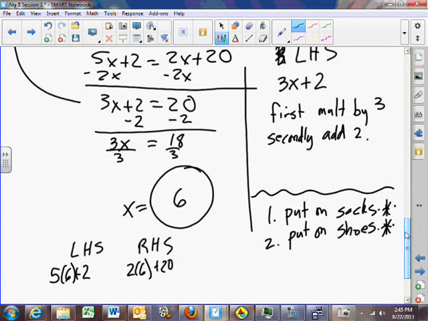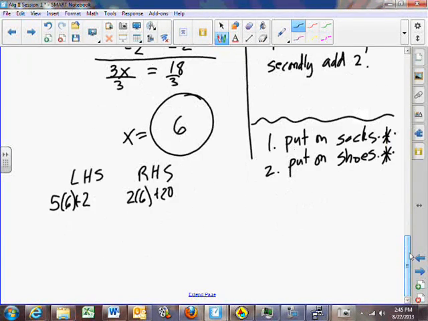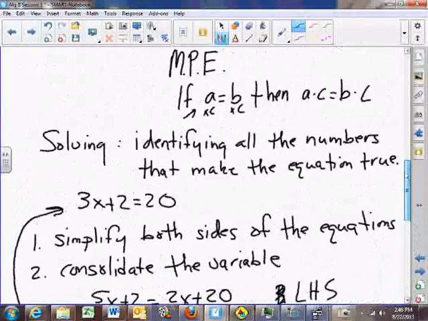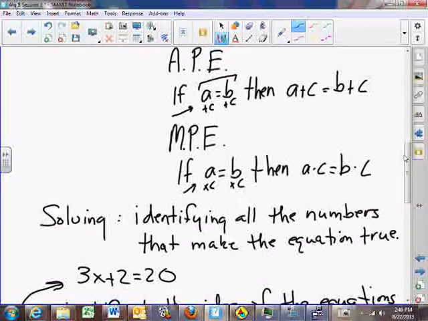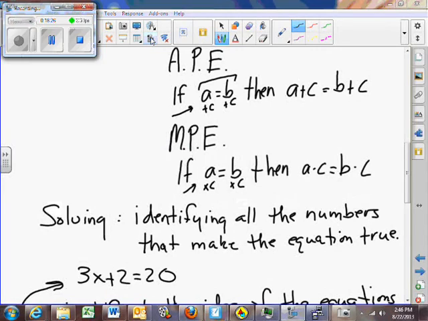Now, what we want is for these two quantities to be equal. 5 times 6 is 30, plus 2 gives us 32. And 2 times 6 is 12, plus 20 gives us 32. So that checks, and 6 is the solution to the equation. And we're done.